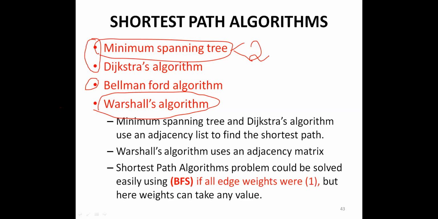The idea is simple. If there are many more edges, nearing n square, that is, the number of edges is nearing the quadratic of vertices, then we can go for adjacency matrix. That's what Warshall algorithm uses, adjacency matrix.